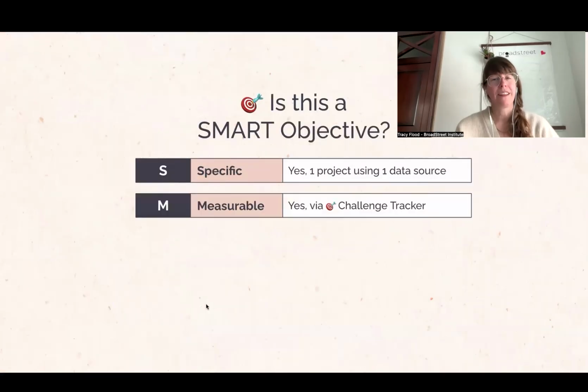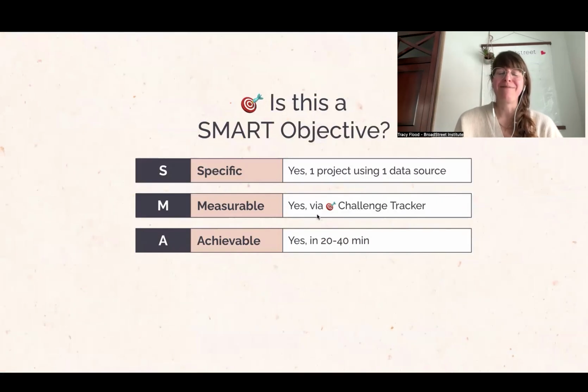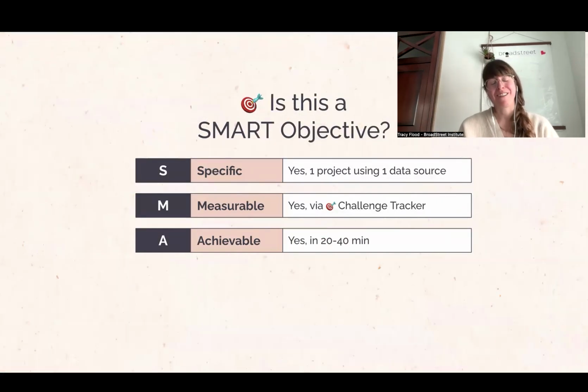We believe that this objective is a SMART objective. We've got 1 project, 1 data source, 1 geography, pretty much 1 indicator with a few little extra calculations along the way. And we're going to be tracking everything in our challenge tracker, a big spreadsheet. I was going to say Excel spreadsheet. We're going to be just measuring everything in our challenge tracker, which is a Google sheet. All right, we do believe it's achievable.